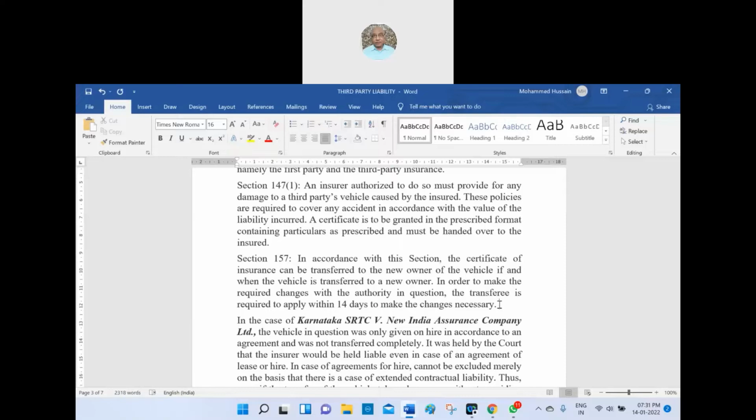At the time of the accident, if there is no insurance, then no compensation, sir. The owner has to pay the compensation.